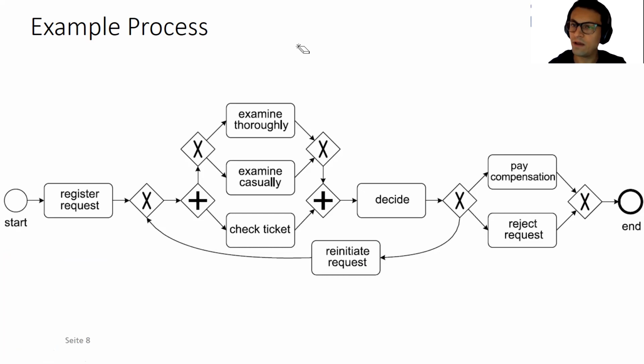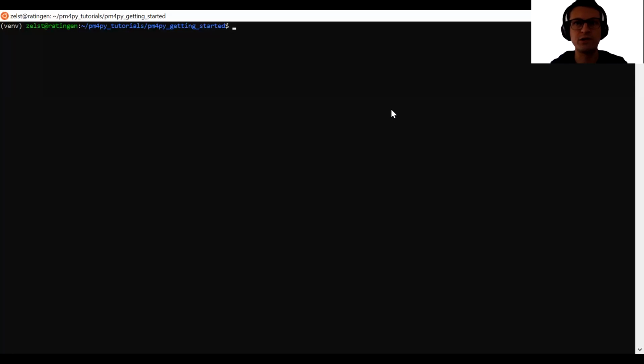And now I have an event log that captures behavior that is described by this process model. We're going to use that in the remainder of the tutorial to import it. For that, we're just using pandas. It's very easy. And to also calculate some basic statistics. So, different screen here.